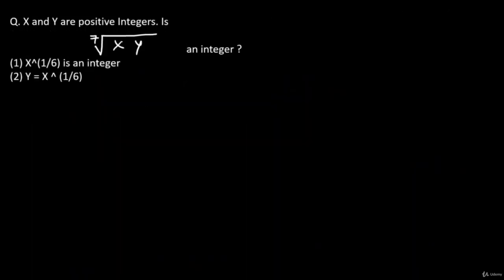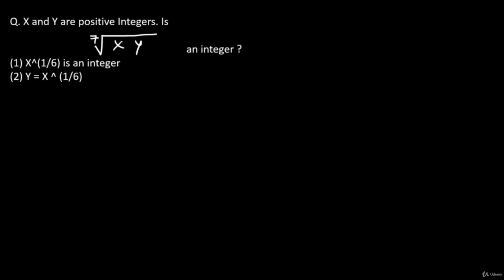Let's do this question. X and y are positive integers. Is the 7th root of x into y an integer? Now statement 1 says the 6th root of x is an integer, and statement 2 says y is equal to the 6th root of x. Alright, now pause the video, give it a try, and then let's do it together. Alright, we are back. I hope you have given it a try.